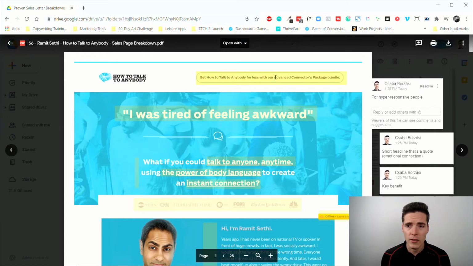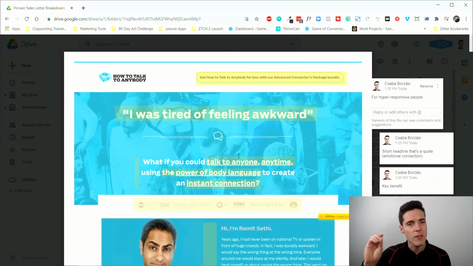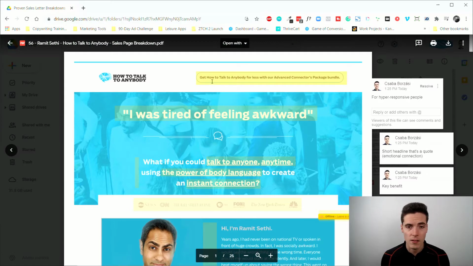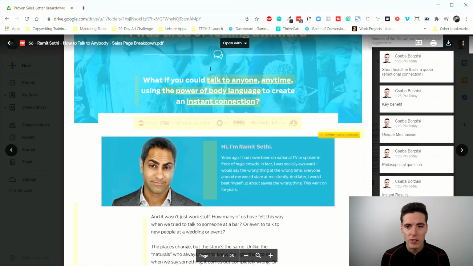By the way, we also have this little "Get how to talk to anybody for less" line with the advanced connectors package bundle. This is for hyper responsive people, people who are already ready to buy basically, and for them the rest of the sales page doesn't really apply. But this is only a very small percentage of people, like 1%, maybe 2%, but it's still a lot of extra sales. But for the rest of the people, you have the sales page.